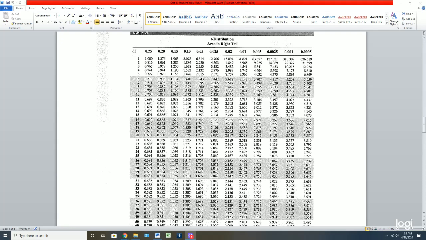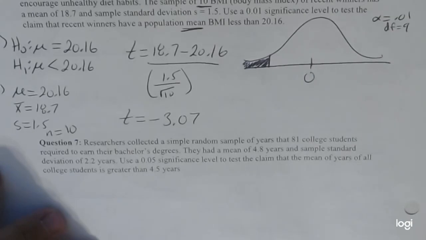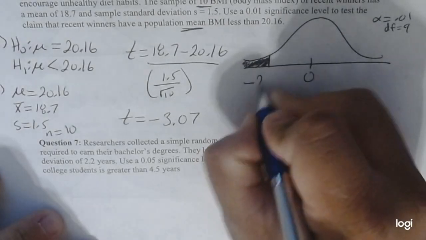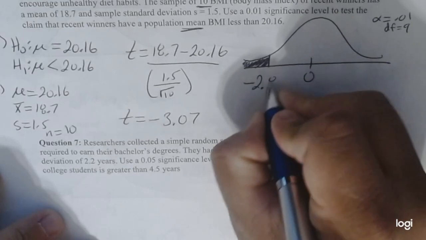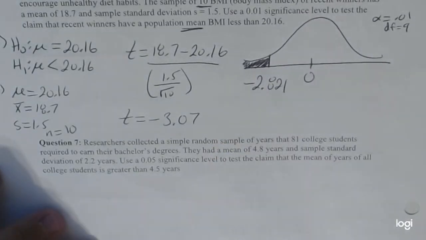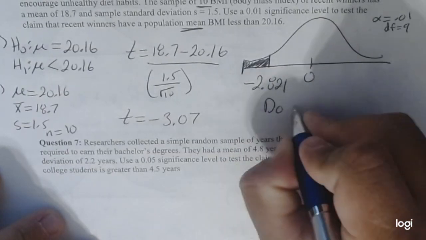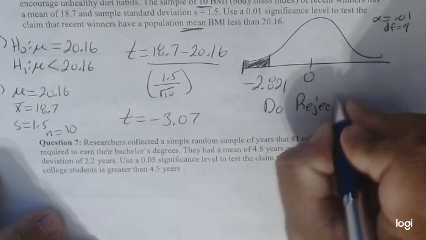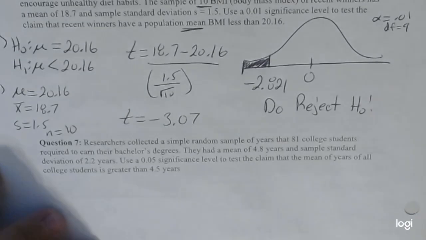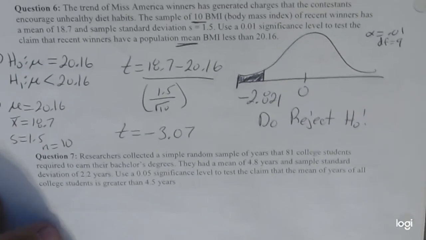Now, here's a catch. What type of test do we have? Right, left, or two-tailed? Hopefully you said left-tailed test, right? It's a left-tailed test because it's pointing to the left, which means instead of a positive 2.821, it's going to be a negative 2.821 because we want a left-tailed test. So therefore, just like the other ones, we do reject our null hypothesis, right? And then from there, we write our conclusion.